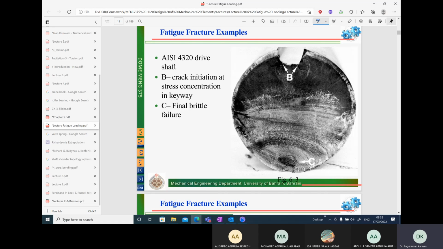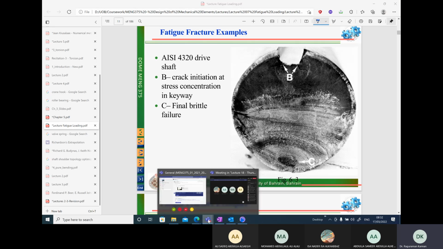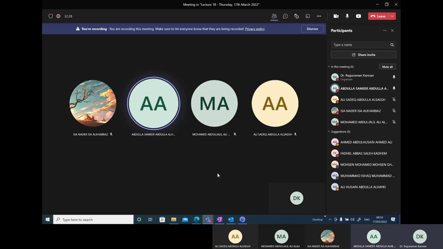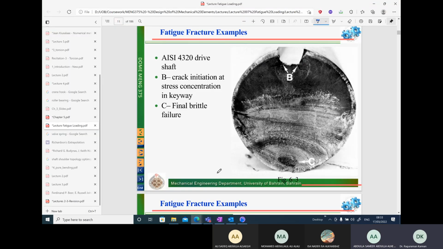Another example here, just by looking at the cross section, this is a real picture of the fracture surface. Can one of you tell me where is the crack initiation point? Can one of you tell me? Are you guys listening? Yes, doctor. I think at B. At B.